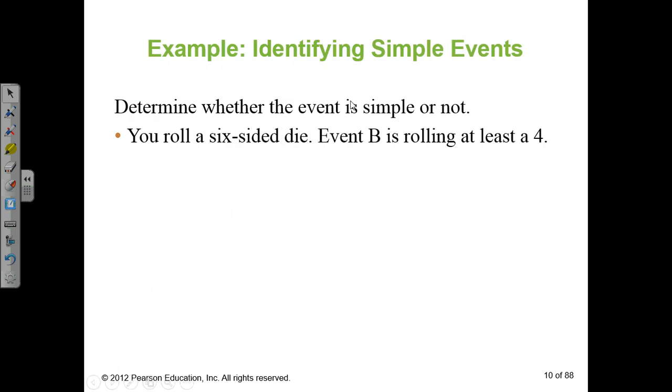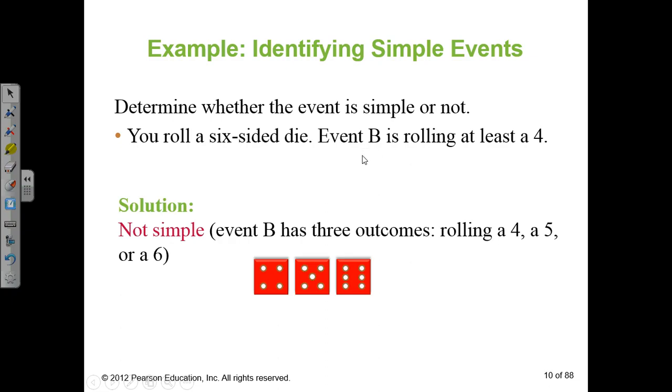Let's determine whether the event is simple or not. We roll a six-sided die and we want to have it land on at least a 4. Well, the outcomes consist of 4, 5, or 6, so it is not simple.